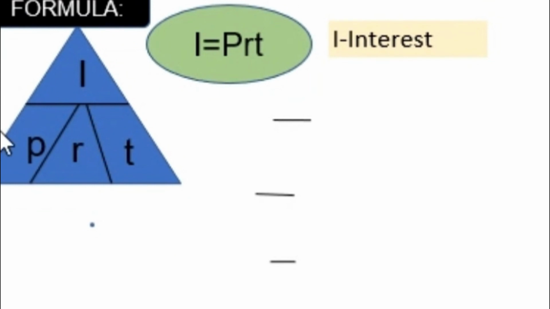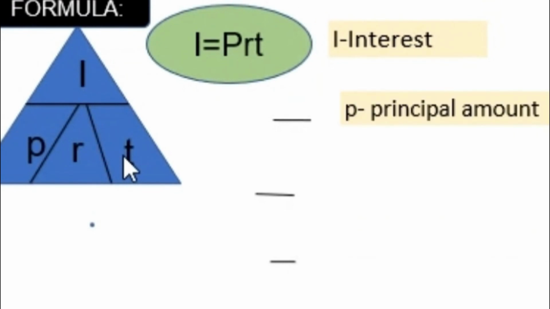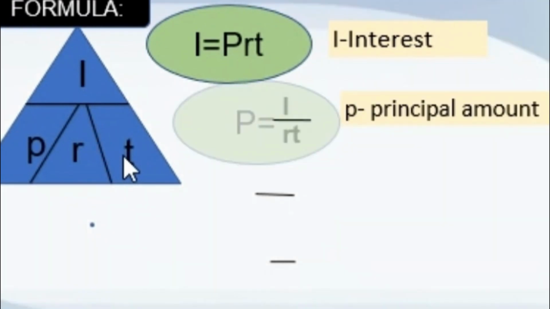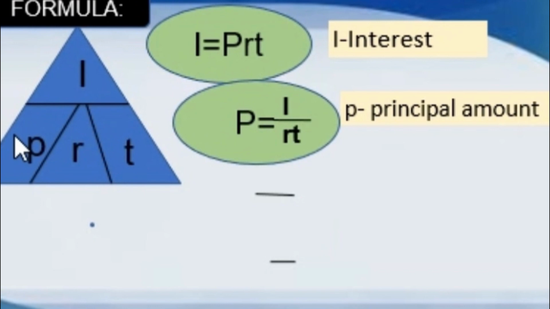Yung sa ilalim ito po, so i-multiply lang po yan. Interest equals P times R times T. If yung unknown ng ating problem is interest or yung hinahanap natin is yung interest. Then if the unknown is principal amount, the formula is principal equals interest over rate times time.